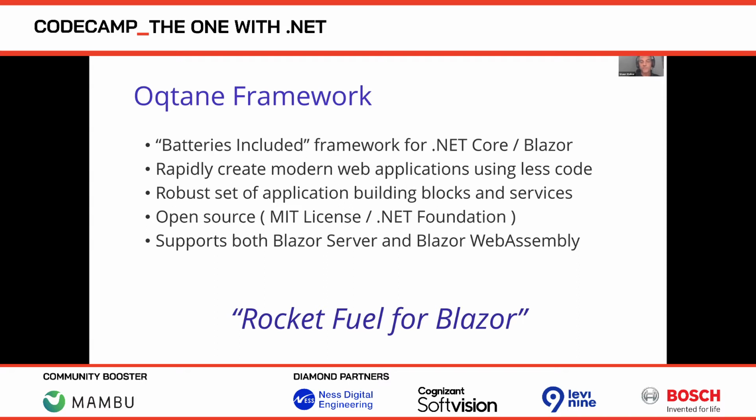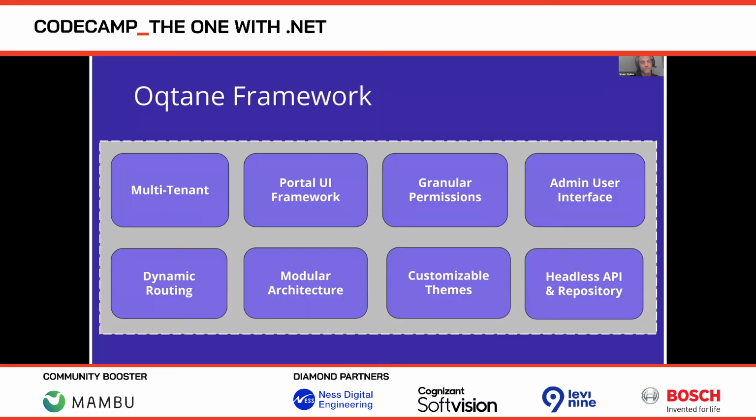It gives you a robust set of building blocks and services that you can take advantage of out of the box. These would be things that are not provided natively in Blazor itself or .NET Core. It's licensed under an open source MIT license, and the project is a member of the .NET Foundation. The project itself is basically one code base, and it runs on both Blazor Server and Blazor WebAssembly without any modifications. And I like to refer to it as rocket fuel for Blazor.